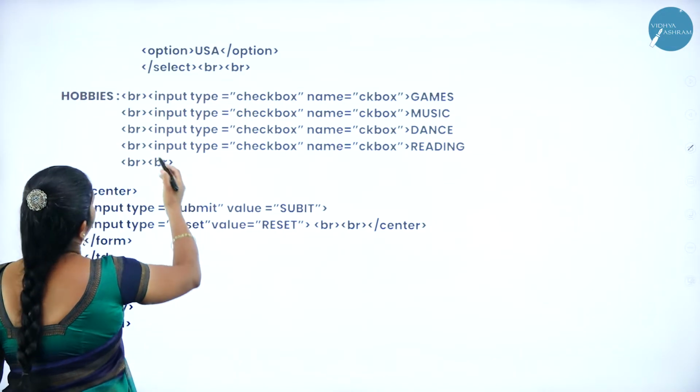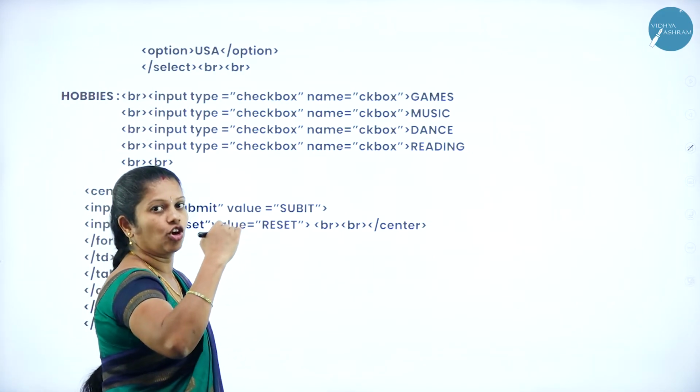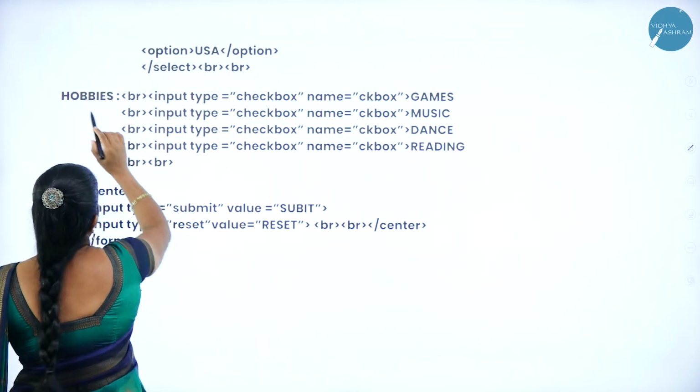Next, we will explain all the options, USA. Then we will close the select option. That is, the drop down option we have completed. Next, hobbies.